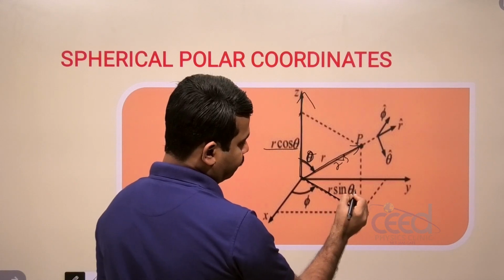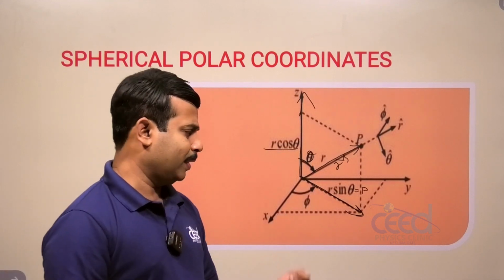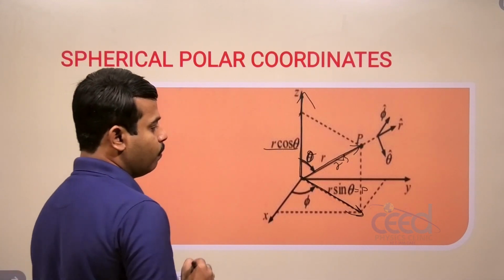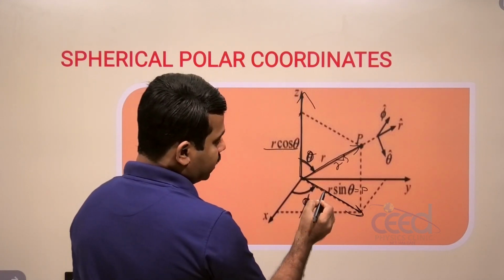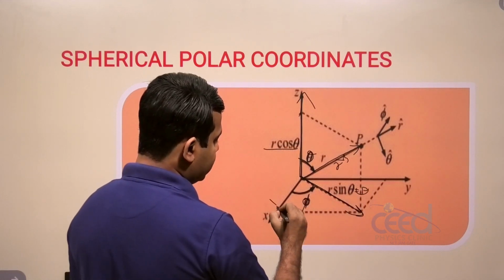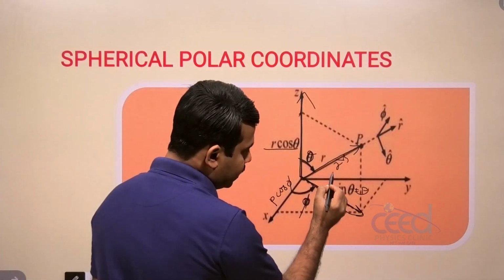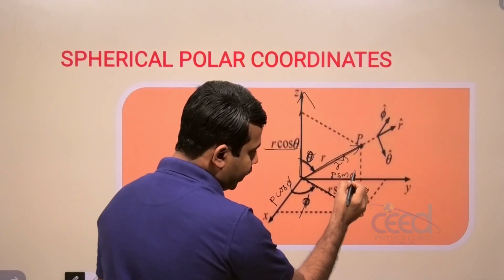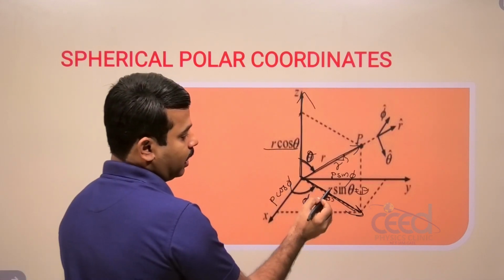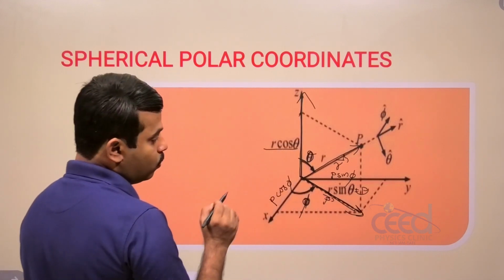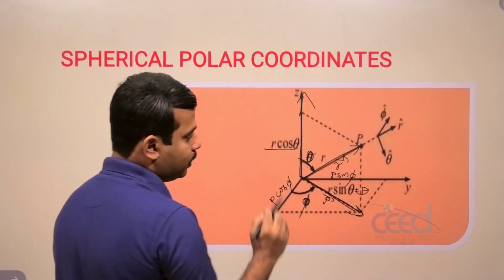Suppose I write r sin theta as another vector p. Now what can I write about this? This angle is phi, and this is r sin theta, which is p. Can I write the adjacent component as p cos phi? Definitely. This is p cos phi, and the opposite component is p sin phi, because this vector is p, and p is r sin theta.